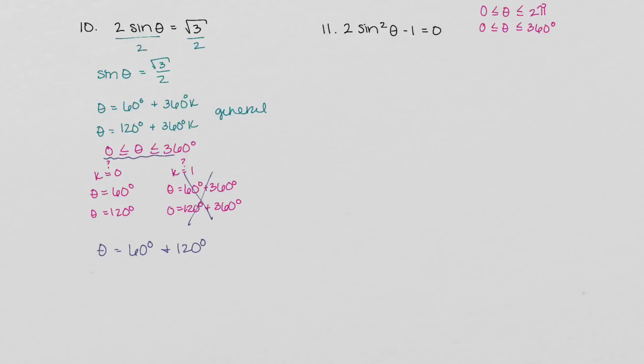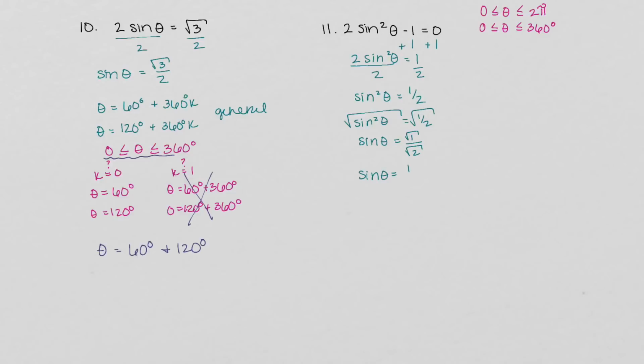All right, so we're going to solve 11 the same way. We're going to get the trig function alone. So the first thing we're going to do is add 1 to both sides. So I've got 2 sine squared theta is equal to 1, divide by 2. Sine squared theta is equal to 1/2. And then to get the sine alone, I've got to take the square root of both sides. And so sine of theta is equal to the square root of 1/2, or the square root of 1 over the square root of 2.